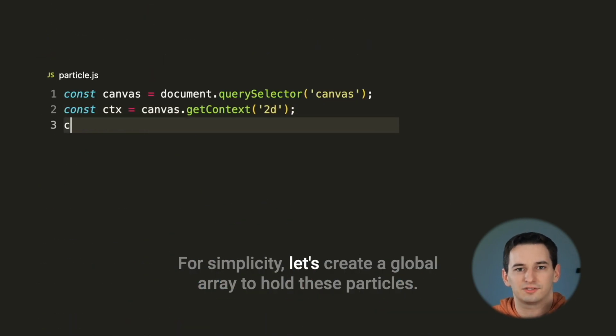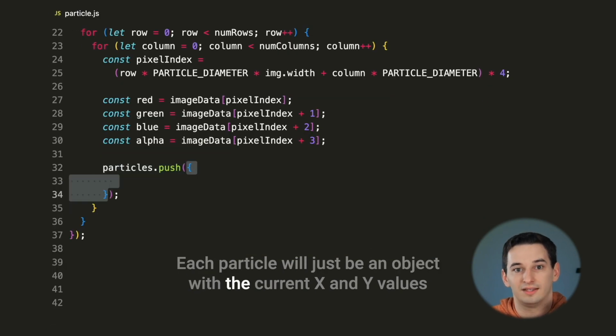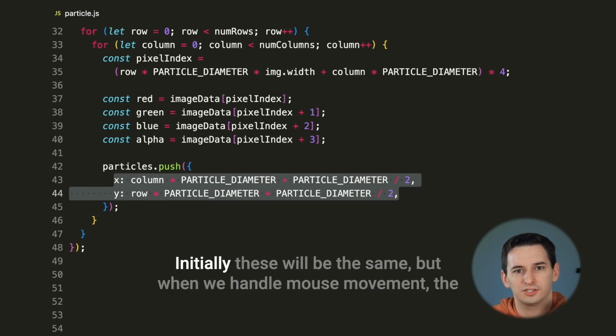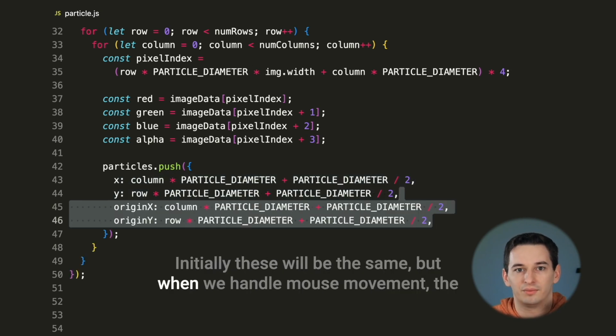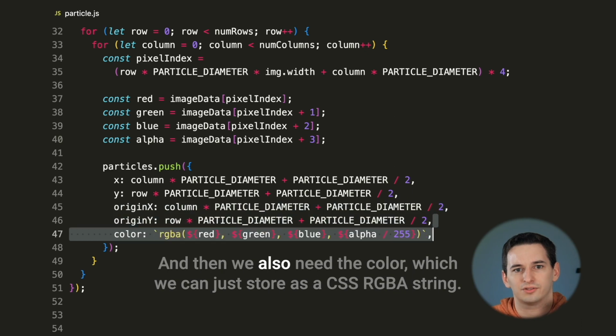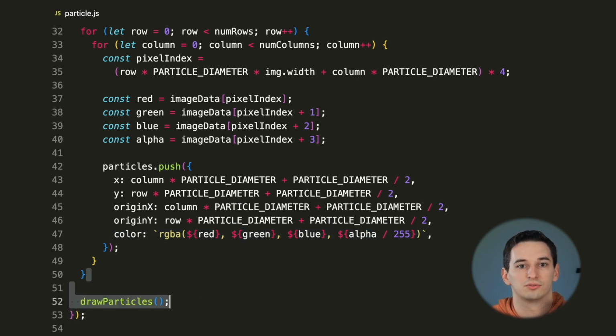For simplicity, let's create a global array to hold these particles. Each particle will just be an object with the current x and y values of its position, as well as the origin x and y values. Initially, these will be the same, but when we handle mouse movement, the current x and y values could potentially change, making them different. And then we also need the color, which we can just store as a CSS RGBA string. And now with the particle array finished, let's draw the particles to the screen.